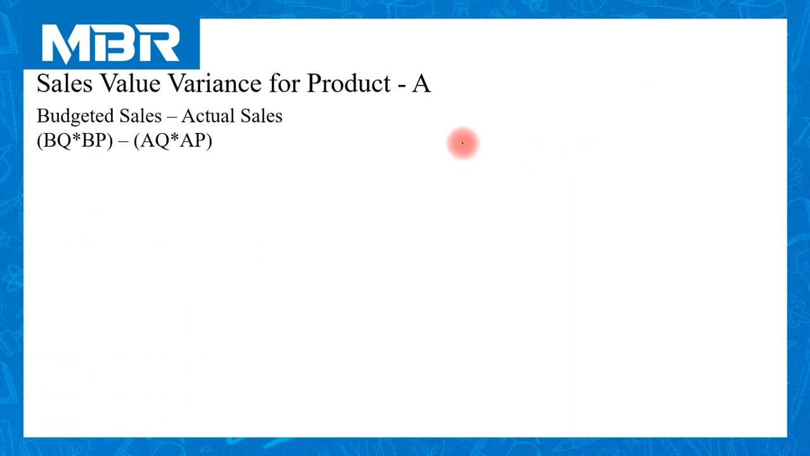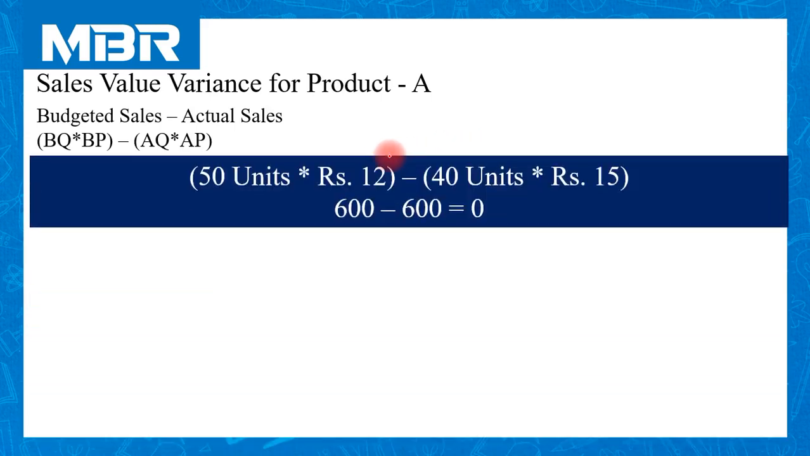Sales value variance for product A. Formula: budgeted sales minus actual sales. Insert the values in the formula. Budgeted sales 50 units multiplied by budgeted price rupees 12. Actual units 40 as per our calculation just now, multiplied by actual price rupees 15. So 50 into 12 is 600, 40 into 15 is 600. So 0. It means there is no sales value variance in case of product A.